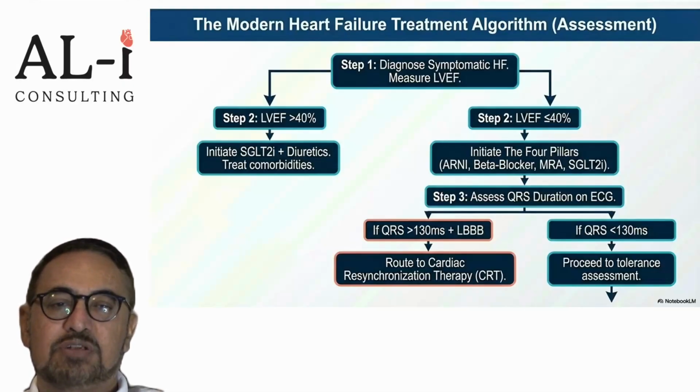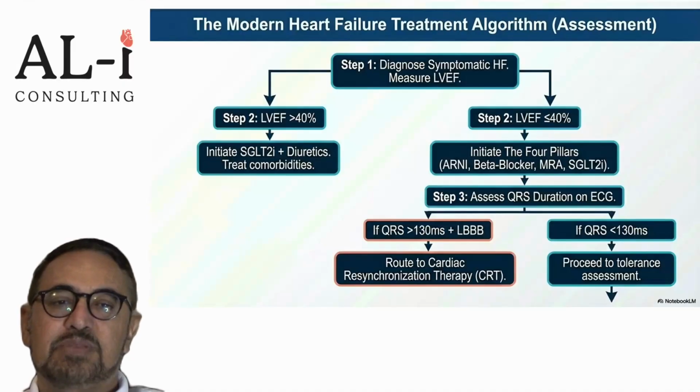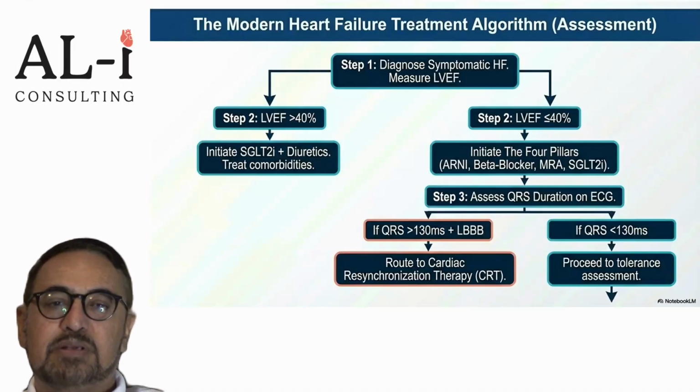After that, we assess QRS duration on EKG. If the patient has LBBB with QRS greater than 130 milliseconds, we route towards CRT because dyssynchrony is likely a major driver. If the QRS is narrower, then CRT is not the answer. Next step is to assess tolerance and symptom burden. So the algorithm starts broad, then quickly becomes phenotype driven.